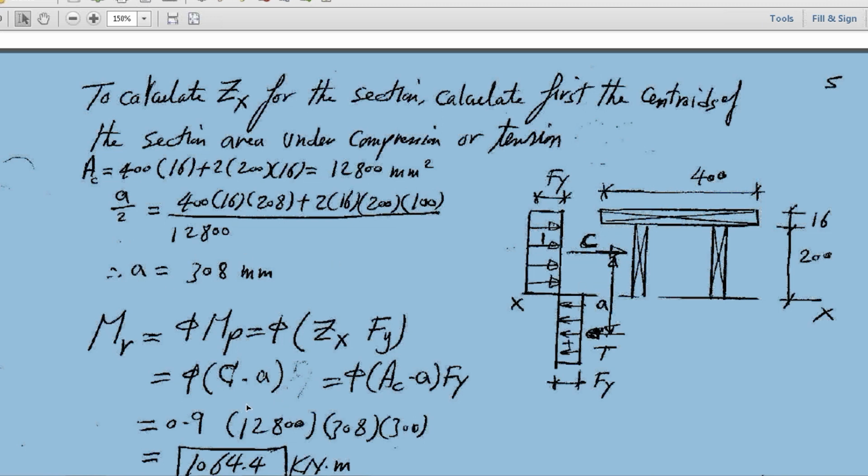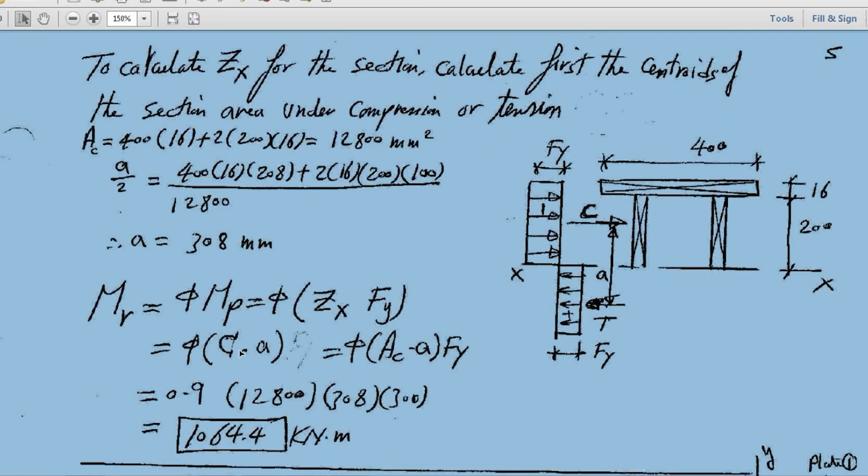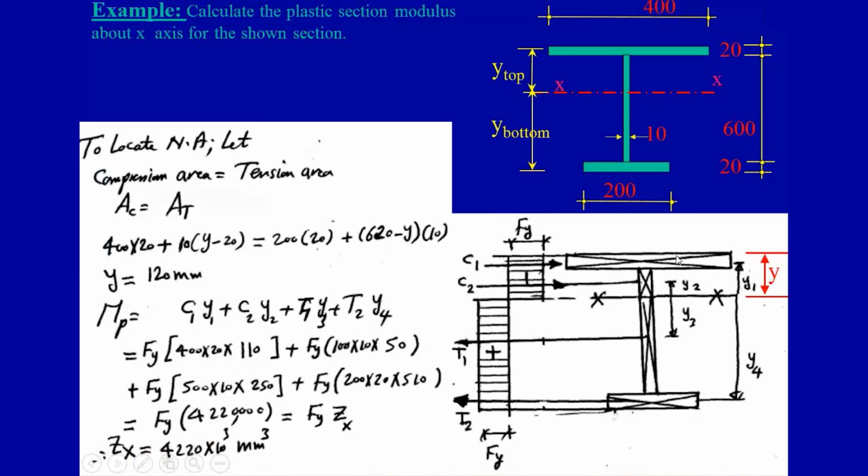And in this case, we can get the resisting moment as phi C times a. Phi is 0.9 and a we got. And C is Fy times that area, which is A sub C, the complete area in compression. I did it here by determining the centroid of that part in compression. But you can do it the same as we did in the example we covered last time, with a section like this, and I determine the resisting moment.